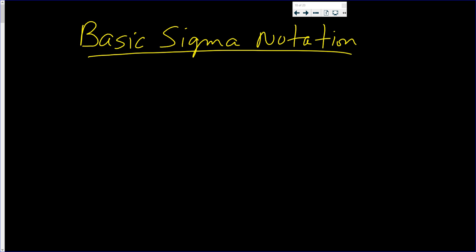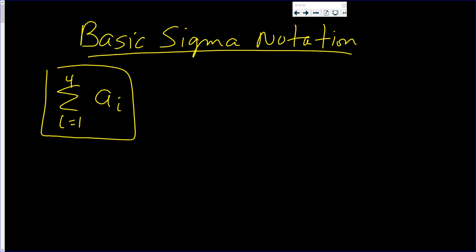Basic sigma notation. Let's see what this sigma notation is all about. This would be read as the summation, that's sigma, the summation as i goes from 1 to 4 of a sub i. Now, it's going to be a sum. We are adding up things. The question is, what are we adding up?